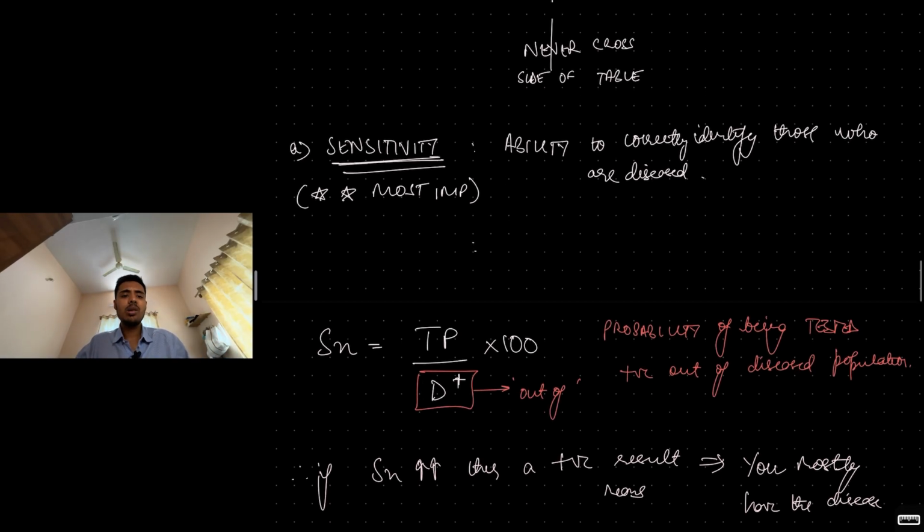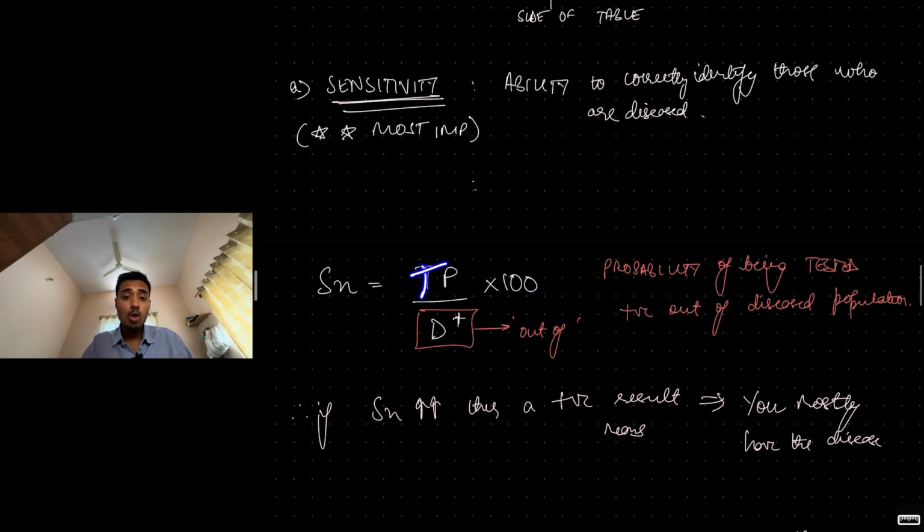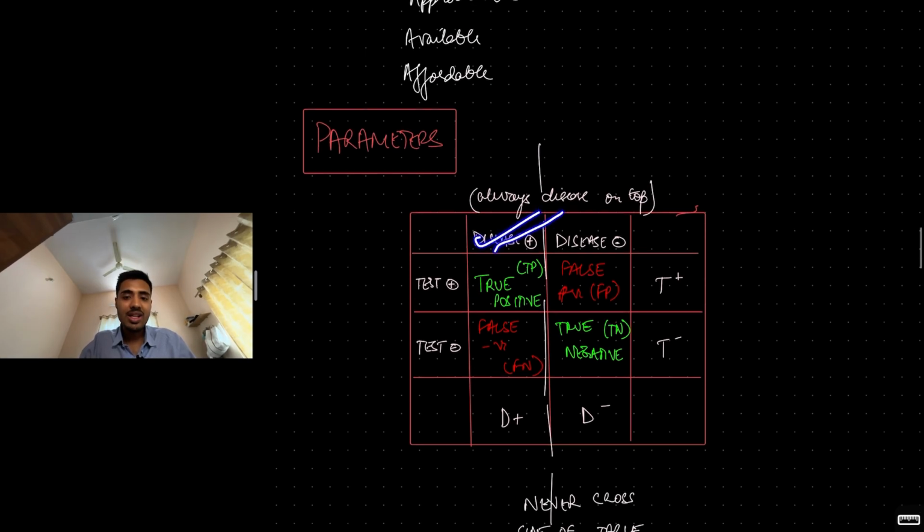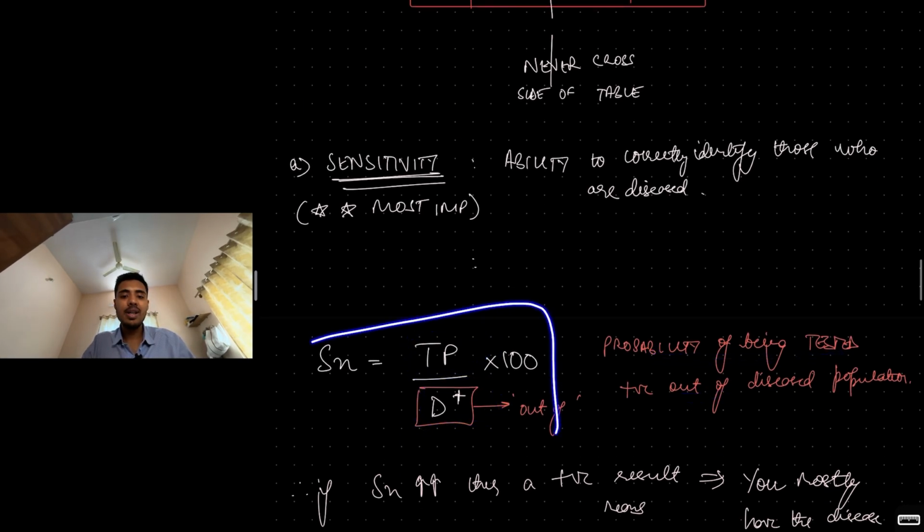And remember something, this statement you'll see in each of these parameters. Whenever I'm telling probability of something out of something, the "out of" is always for the denominator. Example, here, true positive out of the diseased, out of disease present. Disease positive means the disease population, the people who have the disease. So the probability of being tested positive out of the diseased population, those who have the disease, is known as sensitivity. That is also one more definition.